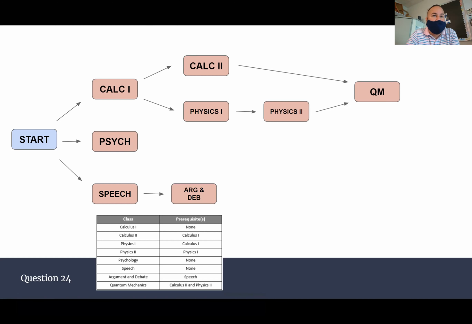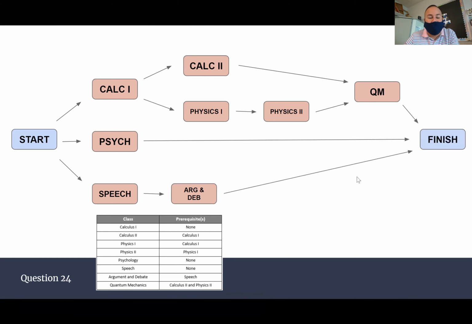What's the last thing I need to put on here? I had a start box. I have a finish box. Now, anything that is not already pointing to something, so if it's at the end of its road, you point it to finish. Okay.